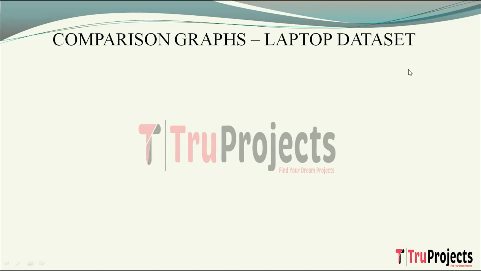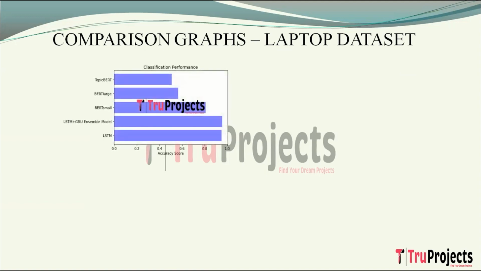Now we'll see the comparison graphs for the laptop reviews dataset. This is the horizontal bar graph comparing accuracies of different algorithms. In this graph, on the x-axis I have accuracy scores and on the y-axis I have algorithm names. Accuracy measures the overall correctness of predictions, showing the percentage of correctly classified instances.